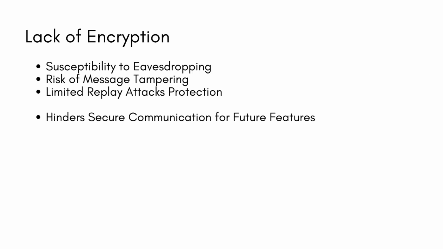The lack of encryption is also a significant security vulnerability in the CAN bus. Due to resource limitations in ECUs, implementing robust encryption has been challenging. This opens the door to several threats. First, eavesdropping becomes a serious risk, allowing anyone on the network to access sensitive data like sensor readings and control commands. Second, message tampering becomes possible, where attackers can modify data during transmission, potentially leading to vehicle malfunctions.